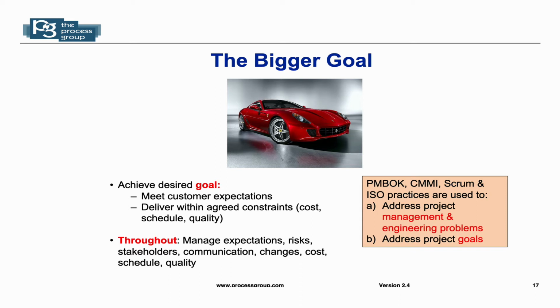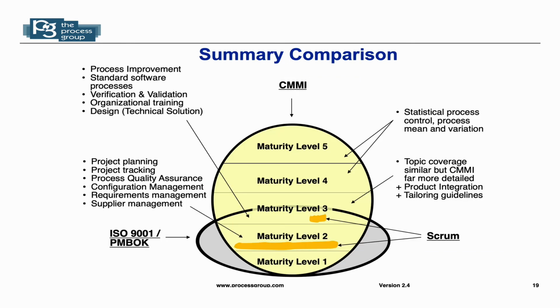And so the benefit of this is that you keep your focus on the business to be successful. And secondly, you can then see in the context of that where these other frameworks and practices fit. So firstly, a comparison at a high level. The larger circle is a collection of the 5 levels of CMMI. And then the oval is basically the content of ISO 9001 and/or PMBOK.